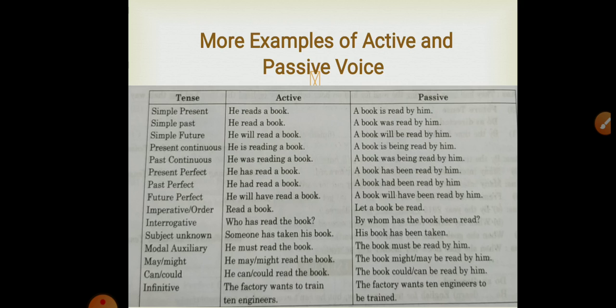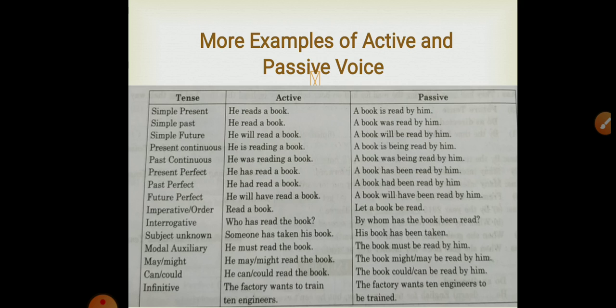Now next is modal auxiliary. He must read the book. Now must is a modal auxiliary. When must, may, might, can, could, such kind of modal auxiliary are there, we need to write be. Fine. So he must read the book. The book must be read by him.